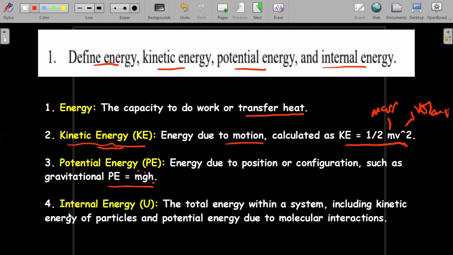Now we can talk about the internal energy. The internal energy is the total energy within a system. The total energy within a system includes, one, the kinetic energy of the particles, and two, the potential energy due to the molecular interactions of the particles. This is how we can define these four types of energy that we can see on our screen. That was question number one.